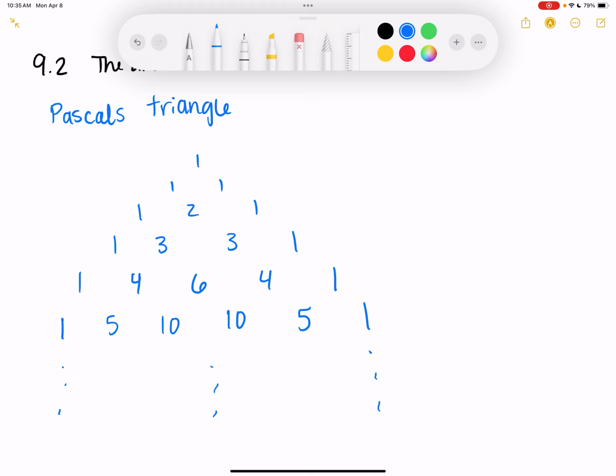So then over here, 1 plus 3 is 4. 3 plus 3 is 6. 3 plus 1 is 4. Down here, 1 plus 4 is 5. 4 plus 6 is 10. 6 plus 4 is 10. 4 plus 1 is 5, and so on and so forth. And so we could keep going if we wanted to. With the next one, it would be 1, 6, 15, 20, 15, 6, 1, going across.